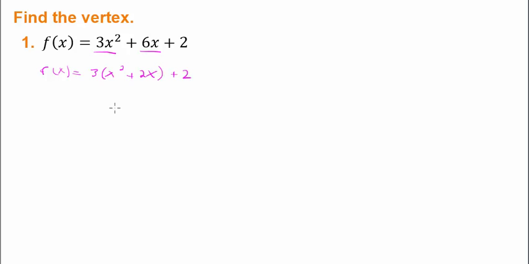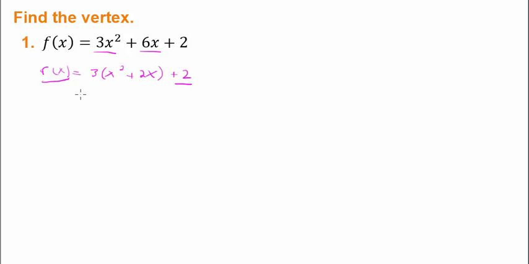So I will have f of x equals 3 times the quantity x squared plus 2x, and then plus 2. Now remember, when we have done completing the square in the past, it's when we were trying to solve quadratic equations, which meant on the left side we had 0. However, on this problem we have f of x, which means we're really just working within one side. So normally we would move this 2 over to the left side. We're not going to do that, and it changes the process a little bit.